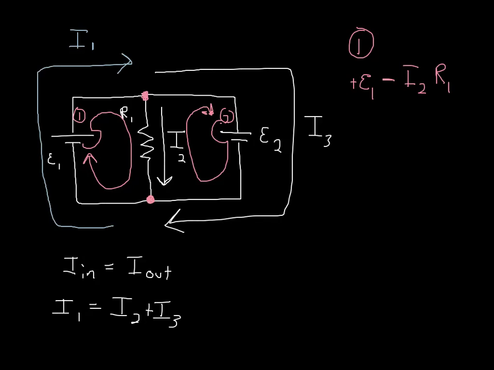And if I finish off my loop, I get back to where I started, so I know this loop is equal to 0. Then I can do my second loop. I start at the positive side of my battery and jump to the negative side. So that means I'm decreasing my potential EMF through this battery. So that's going to be a negative E2.